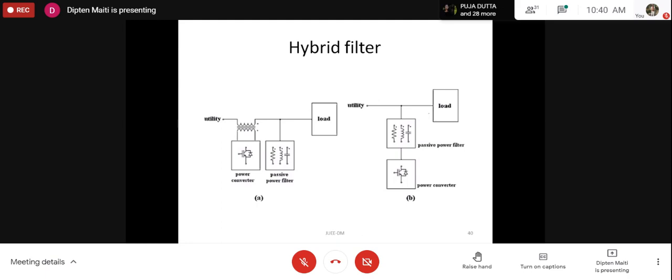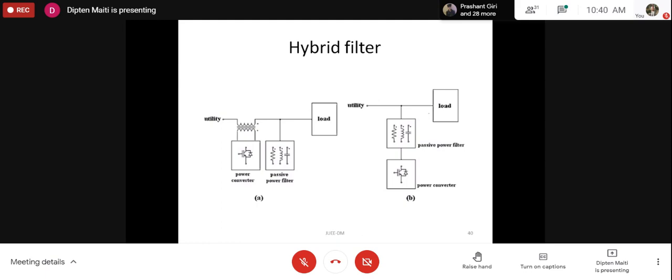Otherwise, sometimes we can directly connect, which is usually not advisable. Theoretically that is possible, practically also, however. So that is the series active power filter. That is connected in series to modify the voltage.